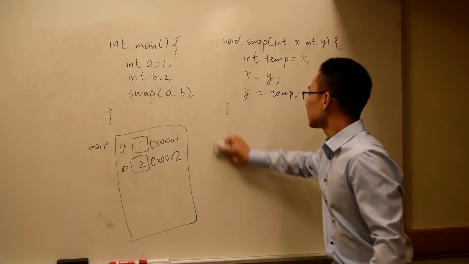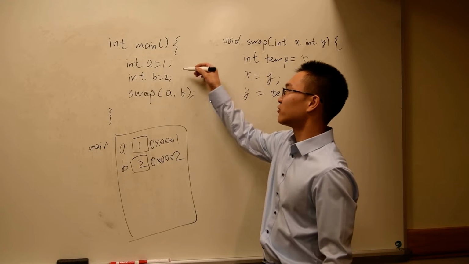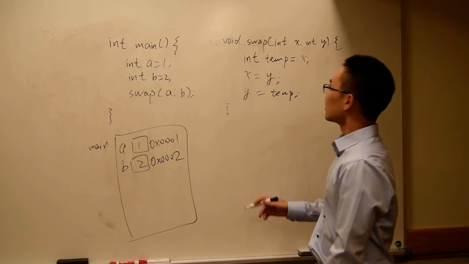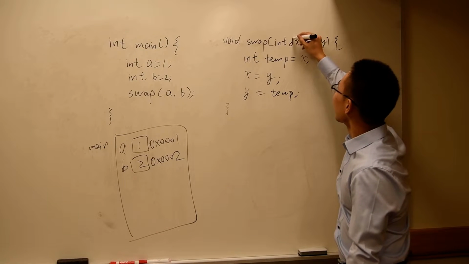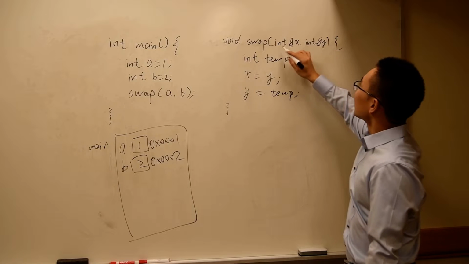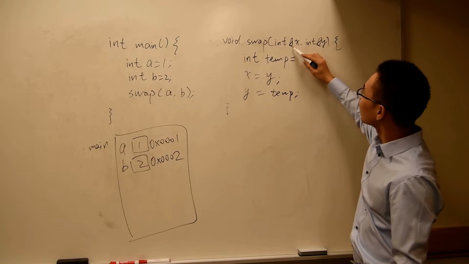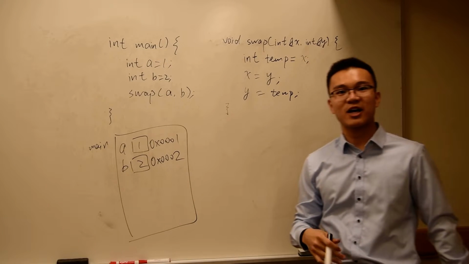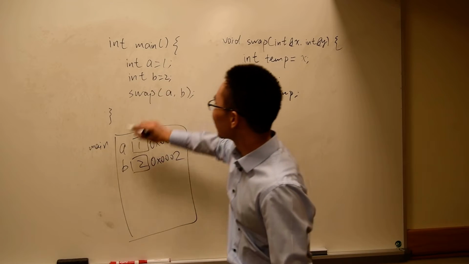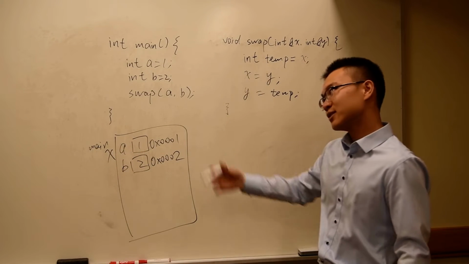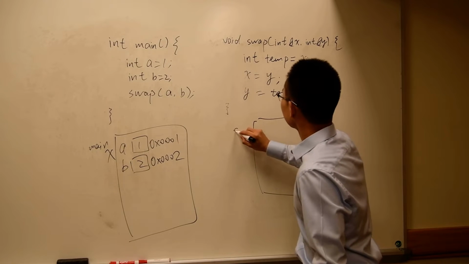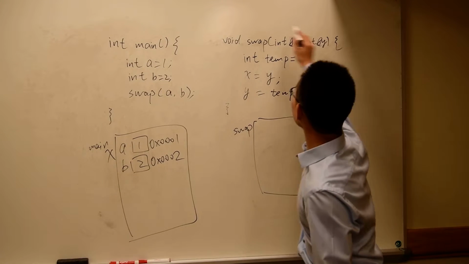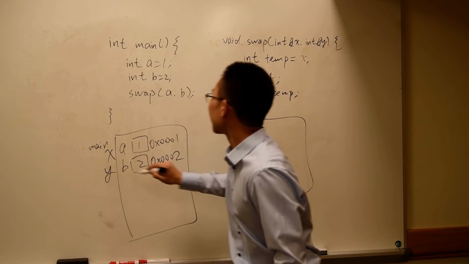So how do we fix it? How do we change the actual value of a and b? It turns out one of the ways to do it is to pass by reference. If we add the ampersands here, int x is passed by reference. So we create an alias, or second name for a, which is x. And then we create a new name for b, which is y.